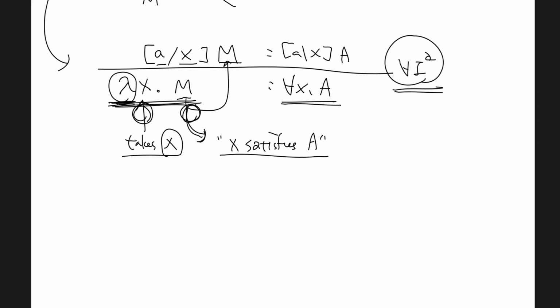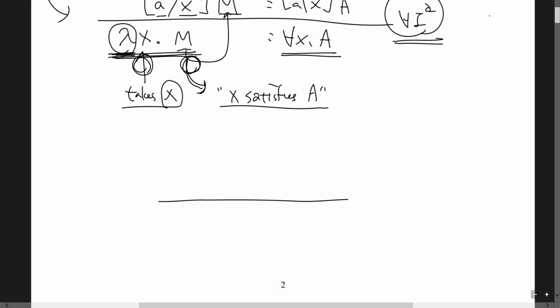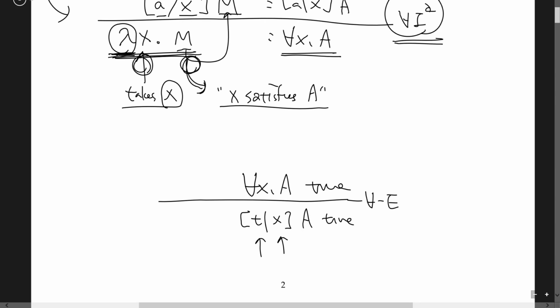Now let's talk about the for all elimination rule. The inference rule dealing with the truth judgment looks like this. You have for all x A true, then apply the for all elimination rule, and you can substitute any term t for the variable x in A. So that's the for all elimination rule. Now let's reinterpret this inference rule in terms of proof terms. So this disappears, and we are going to find a proof term here.